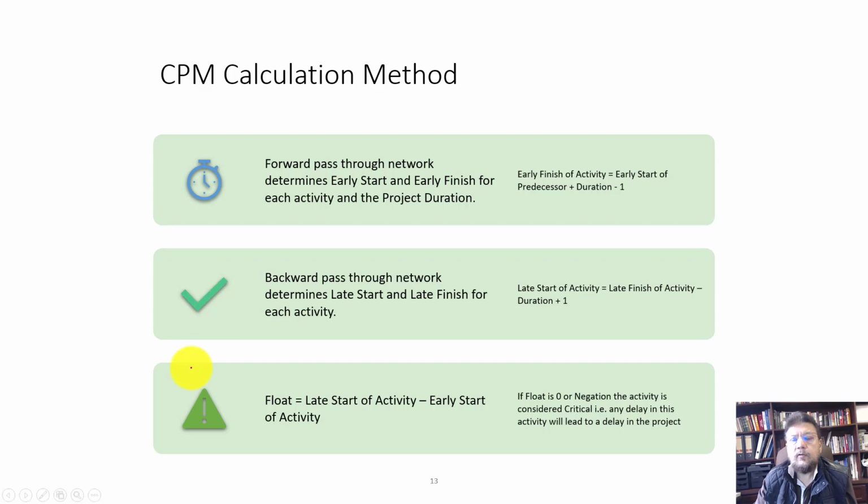Step 3, you have to calculate the floats. And floats are simply the difference between the late start and the early start. Anytime that you have a float that is 0 or less, that means that activity is critical. Once you've done the float calculations, you can then highlight all the activities that have 0 or minus float, and those activities form the critical path in your network. Okay? So thank you, and try out these calculations on your own.